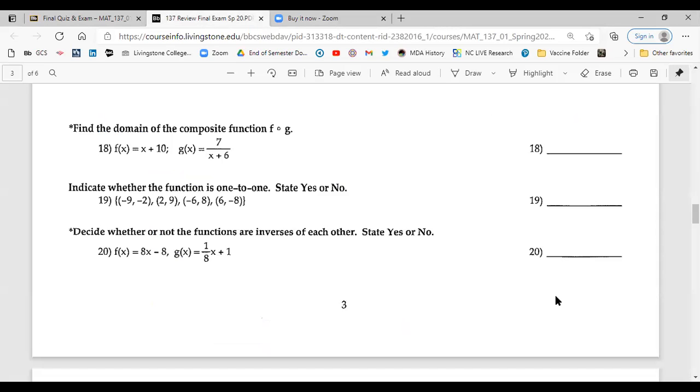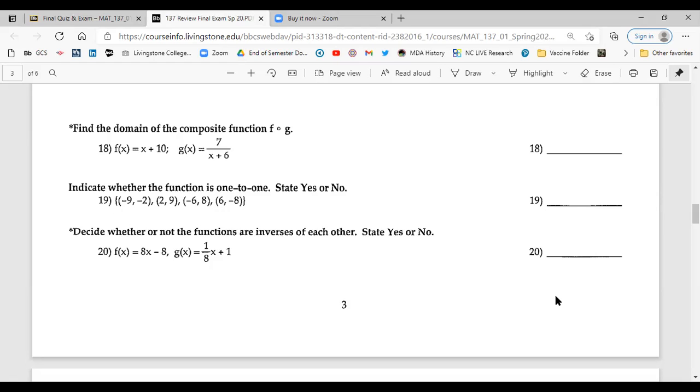Okay, so indicate whether the function is 1-to-1. It is. Good. Decide whether or not the functions are inverses of each other. I would say no. Basically, you use composite functions, f composed with g, and if everything cancels and you get x, then they are inverses.